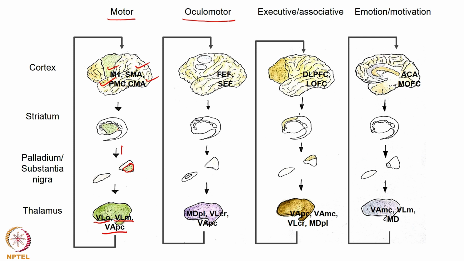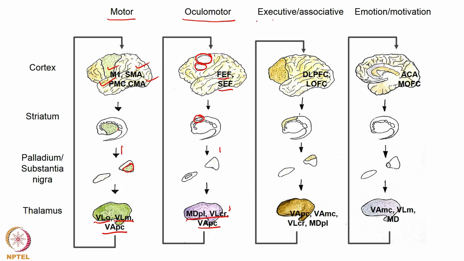Then oculomotor means eye movement related. So, when we are moving our eyes, the inputs to these come from other areas other than M1, for example, from frontal eye field, right. From there it comes not to the putamen, but to a specific region within the caudate, and from there it comes to the pallidum and substantia nigra pars reticulata, and from there it outputs to the thalamus, but in regions different from the motor areas.